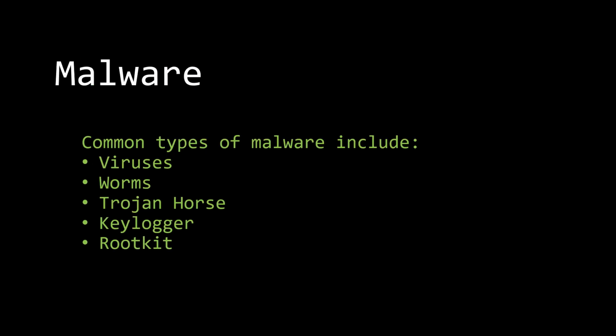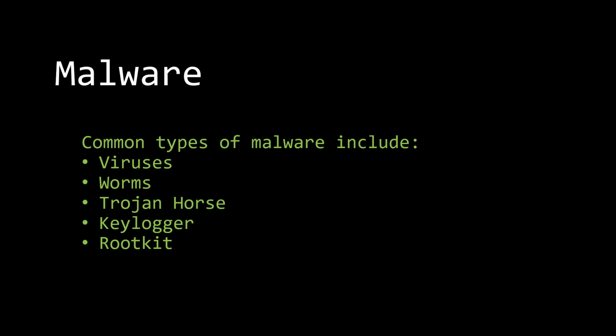So getting to know the different threats. To understand why network security is important, one must understand the different threats that are out there. Threats can come from internal and external sources. Malware is probably one of the most common and biggest threats.